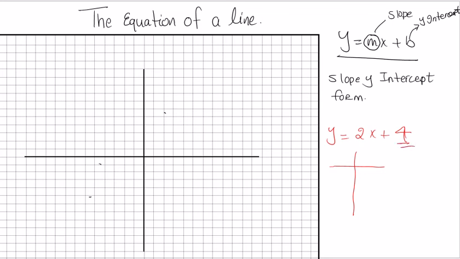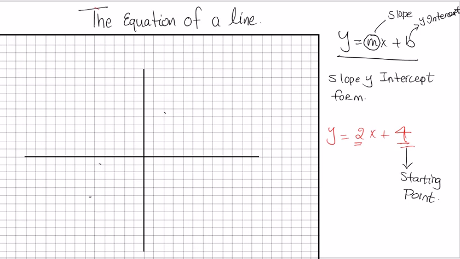So this is your y-intercept, and 2 is your slope. The y-intercept is basically the starting point of your graph. That's how I always teach my students. That's your starting point on a graph. Where are you going to start your graph from?